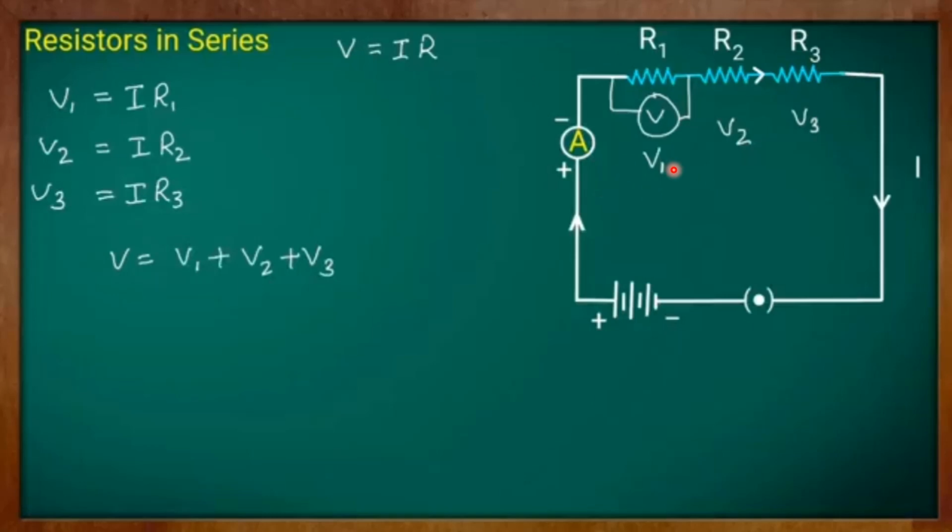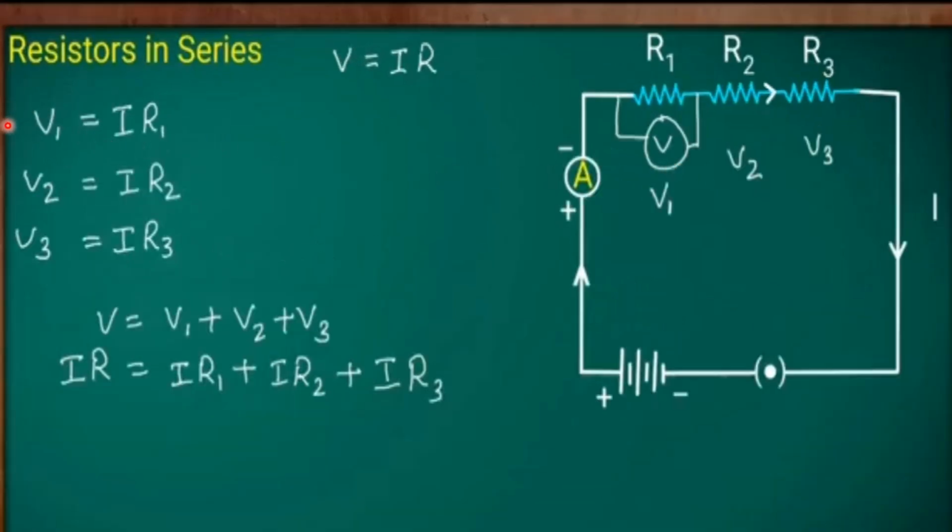So now substitute these values, that is V1 is equal to IR1. What is V, children? V is nothing but IR. So I is the total current, R is the total resistor. Then V1 is IR1. Similarly V2 will be IR2, V3 will be IR3.